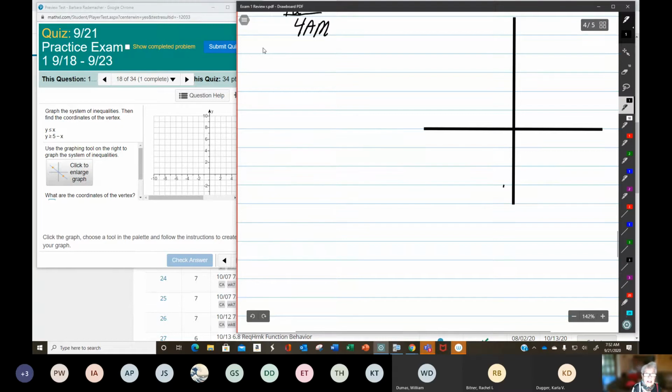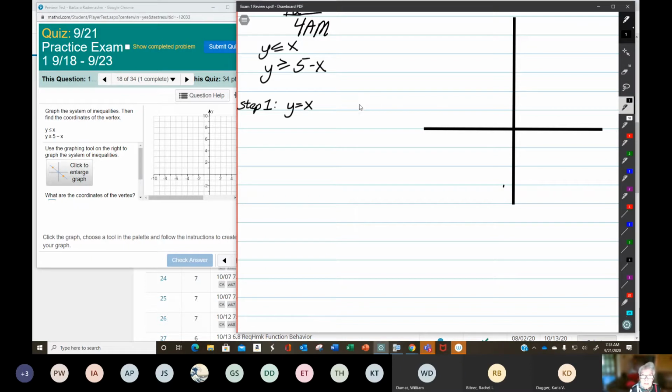Okay, our system of inequalities is y is less than or equal to x, and y is greater than or equal to 5 minus x. Okay, step 1. Change them just to straight lines. Step 1 is just finding out how to graph the straight lines. And these are going to be solid lines because you've got less than or equal to, greater than or equal to. Whenever you have or equal to, it's going to be a solid line.